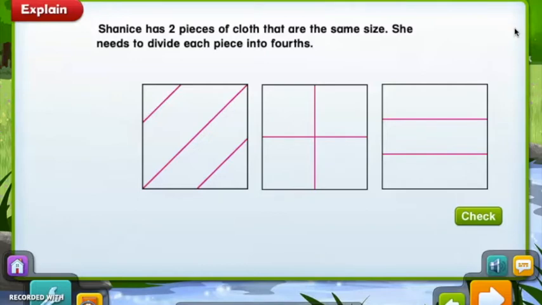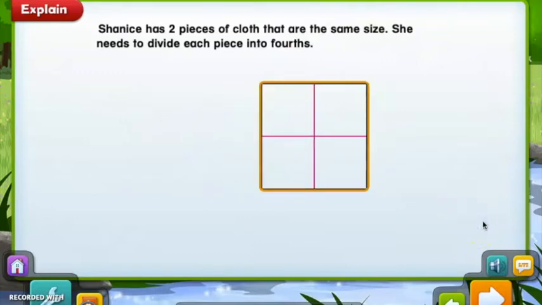All right, so the one that I see that is cut into fourths, which means 4 equal pieces, is the one right here in the middle. So I'm going to click that one, and we're going to check. Great job! This is one way to divide the cloth into fourths.